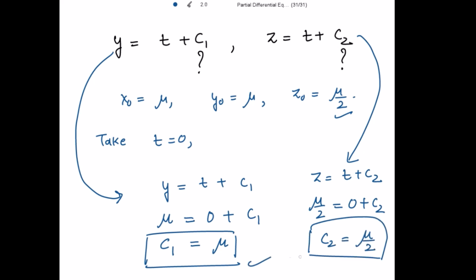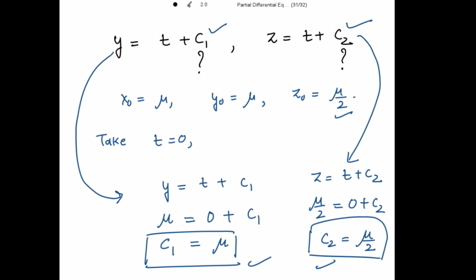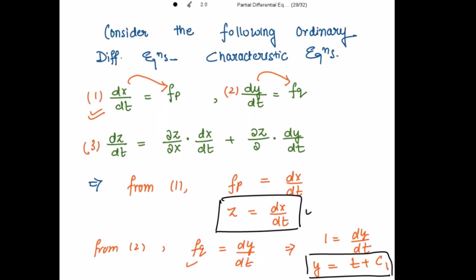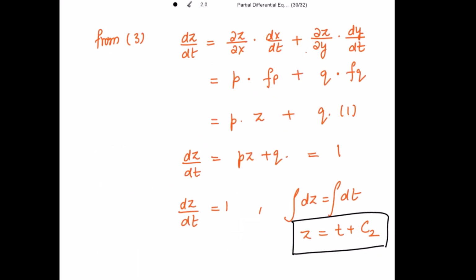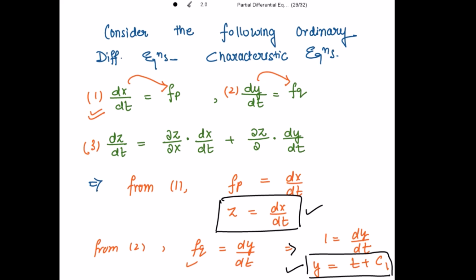Putting the values of these two constants over here, we get y to be equal to t plus mu and z to be equal to t plus mu divided by 2. Very fine. Marking this as 1. We have also got one more result, that z equal to dx by dt. We have got the value of y, we have got the value of z. The remaining part is, what about z equal to dx by dt?